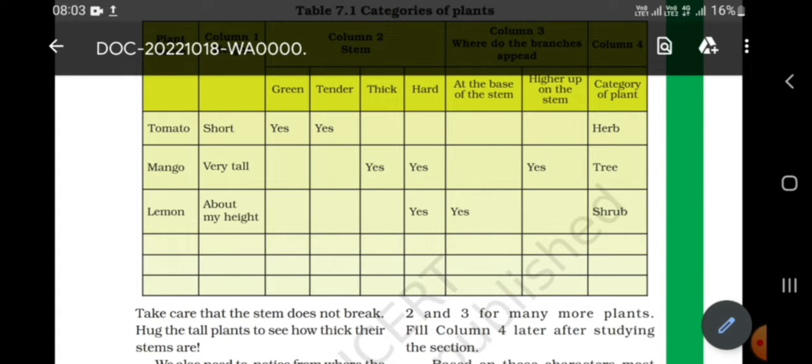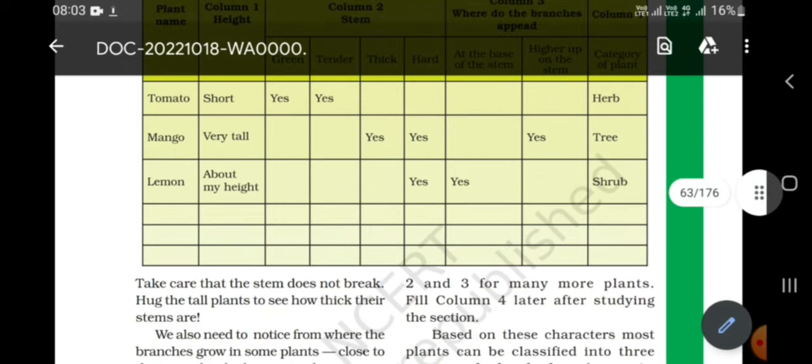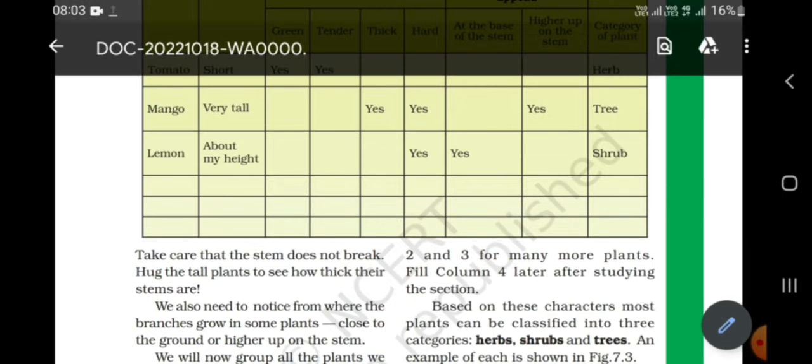Tomato is what? It is seasonal. मतलब one tomato plant will not yield tomatoes for 5 years. No, you have to. It is seasonal. So next season you have to sow it again. But mango, it is not like that. It lasts for 50 years or more than that. Lemon is what? Lemon is about a human sized tree. If you have seen, it's not a tall tree.